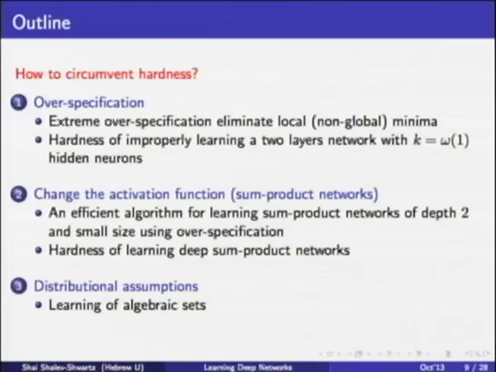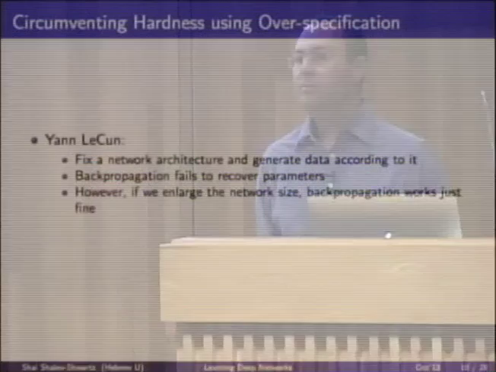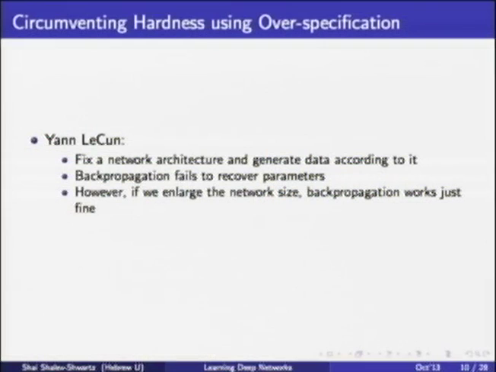Okay, so let's start with the first idea, overspecification. So Yann LeCun told me about the following experiment that he did. You fix a network architecture and generate data according to this network. So you know that the data comes exactly from some simple neural network.